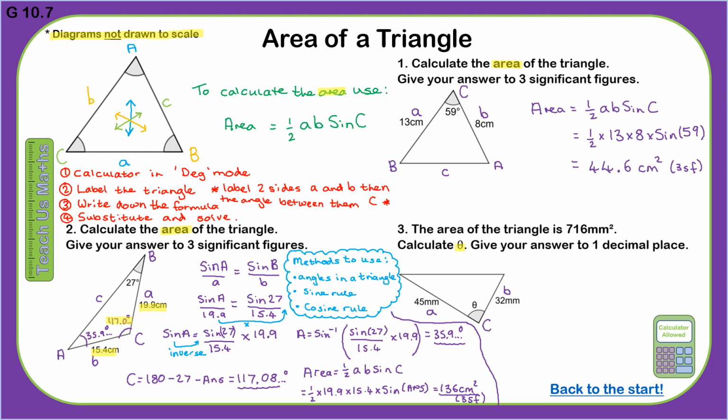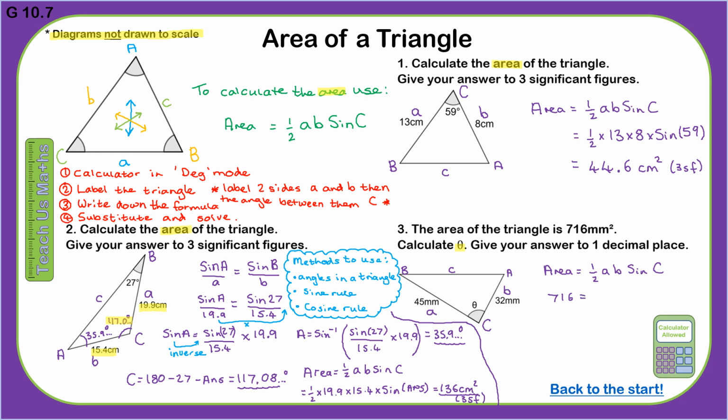Just for completeness, I'm going to label the rest of the triangle. This angle is angle A, this angle is angle B, and this side is side C. Now I'm going to write down the formula. Area is equal to half ab sine C. Now I need to substitute in what I know. So this is where this method is going to be slightly different. We know that the area of the triangle is 716 millimeters squared. So I'm going to replace area with 716.